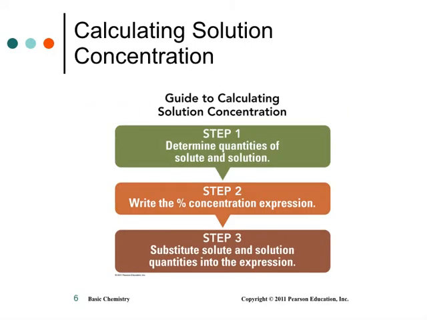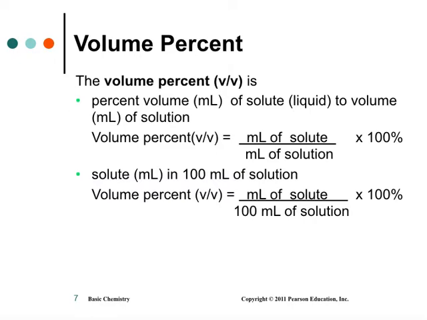So here's the schematic of how to think through this. You're going to first of all determine what your solute and what your solution is and how much of them you have. Then you write the expression and substitute the numbers in for that expression. Okay, so here's some examples.